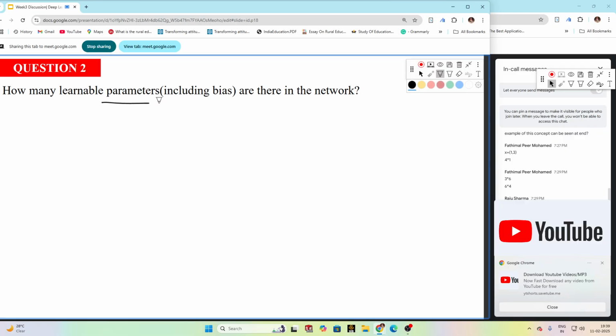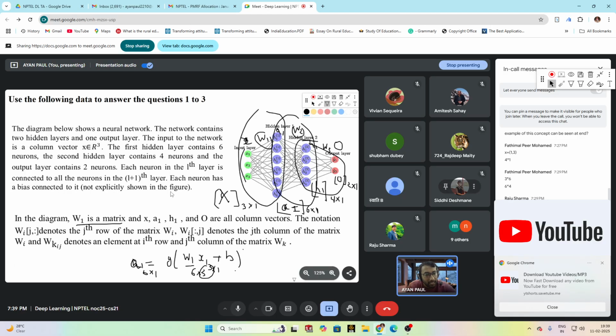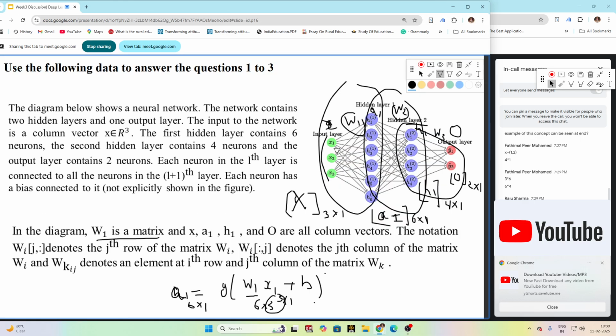How many learnable parameters, including the bias, are there in the network? So what are the learnable parameters in a neural network? All the weights and biases. Yeah, all the weights and biases. So we have to calculate how many weights and biases together are there. How can you calculate? Add the dimensions of all the weights, then add the bias. Yeah, Wx plus b, exactly.